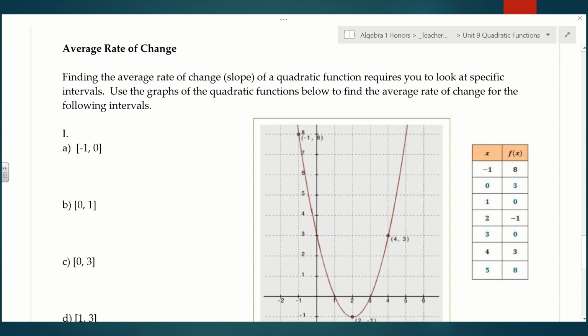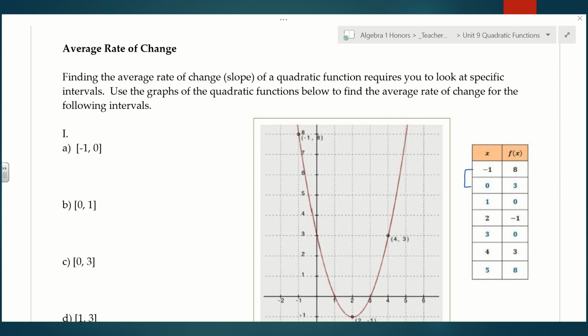In part A, it says that we need to find the rate of change over the interval negative 1 to 0. When they say that, they're referring to the x values from negative 1 to 0. If you look at the table next to the graph, I'm just going to highlight the 2 points we're looking at. They're basically saying, find the slope between those 2 points. We're going to treat this the same way we would find the slope of a line.